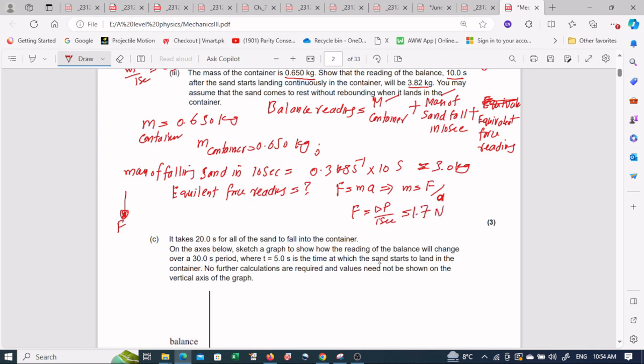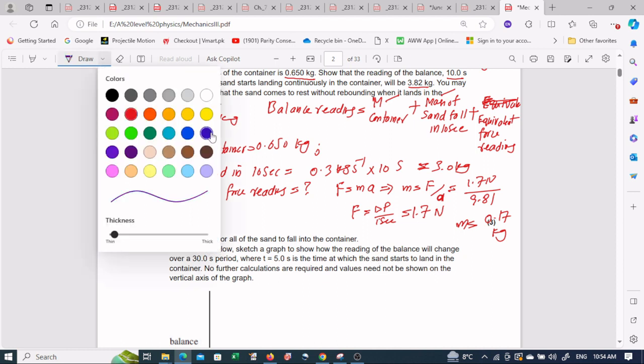Now that we know the force, the mass is equal to 1.7 newtons divided by the acceleration, 9.81. So this equivalent mass reading, m equivalent, gives us a value of 0.17 kilograms. Now we add all the masses that we have found.